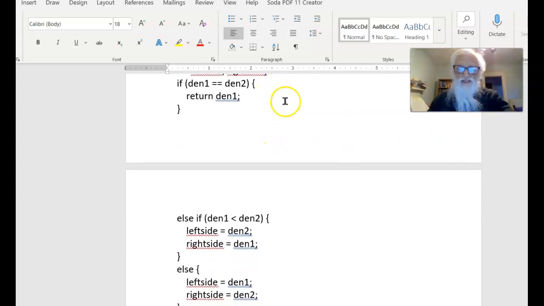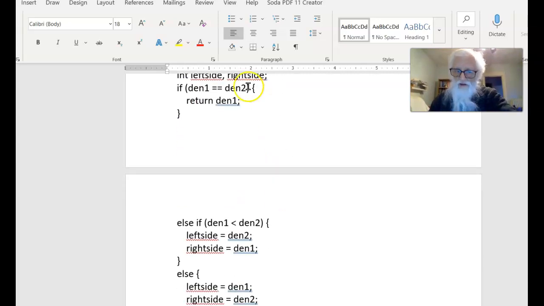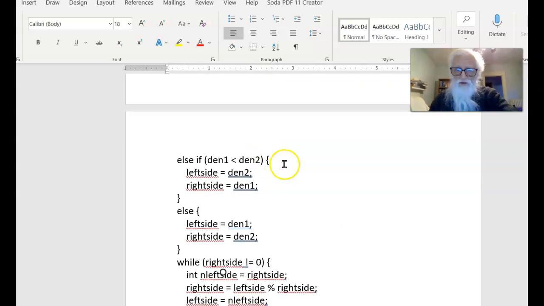What I did for the GCD is I first decided which one was the largest. Well, first, if the two are the same, it's obvious that that's the common denominator, the least common multiple. Otherwise, I want to check. If den 1 is smaller, then the left side should be den 2, and the right side should be den 1 to begin. Otherwise, it's the reversed order.